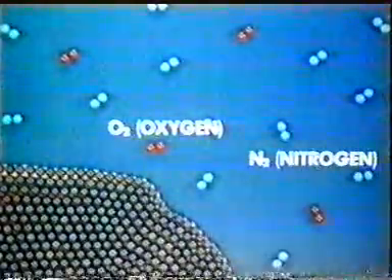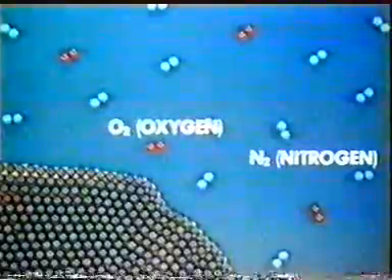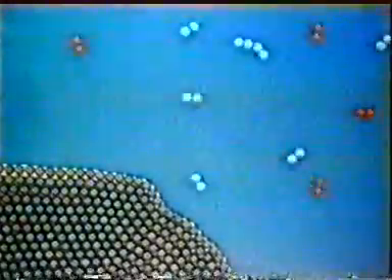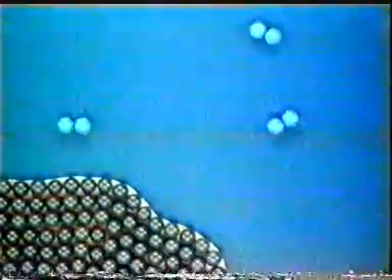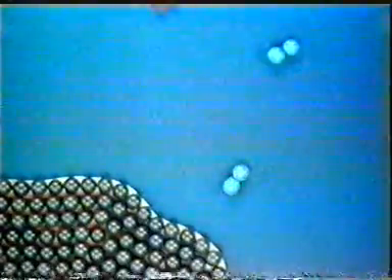Air is a mixture of oxygen molecules and nitrogen molecules. There are about 4 times as many nitrogen molecules in the air as oxygen molecules. The molecules in the air are in constant motion and often collide with the carbon atoms. When nitrogen molecules collide with the carbon atoms, they just bounce off, unchanged.